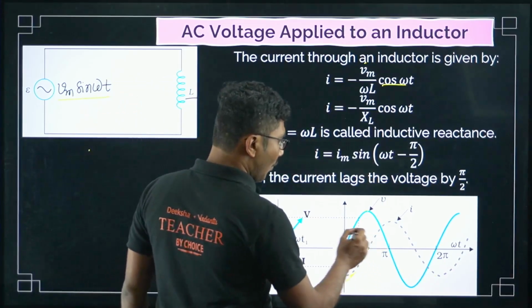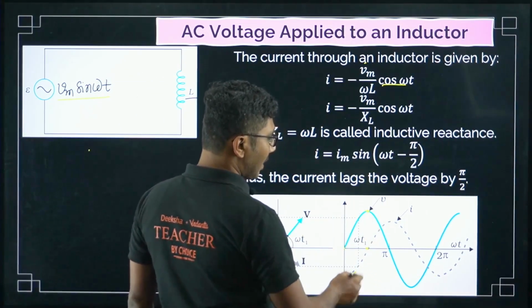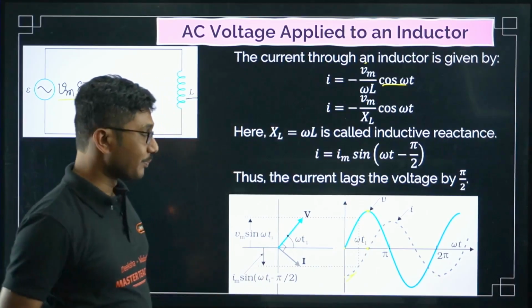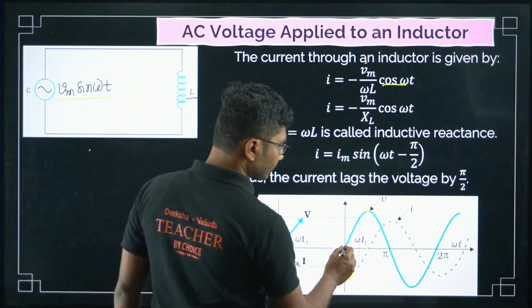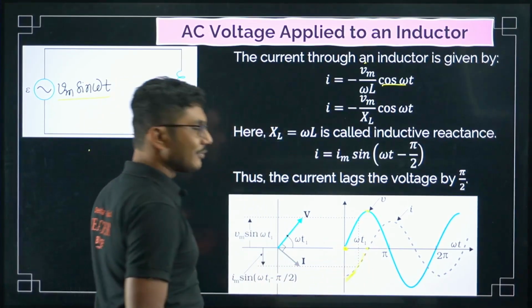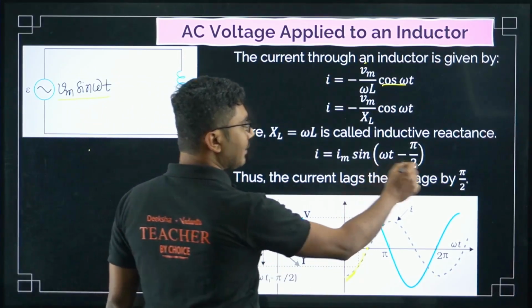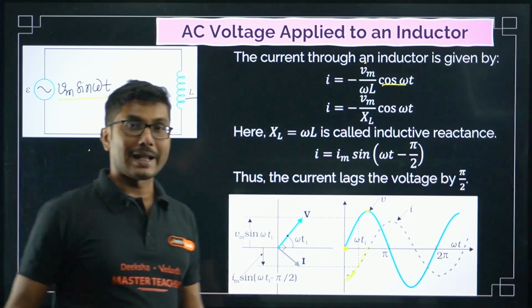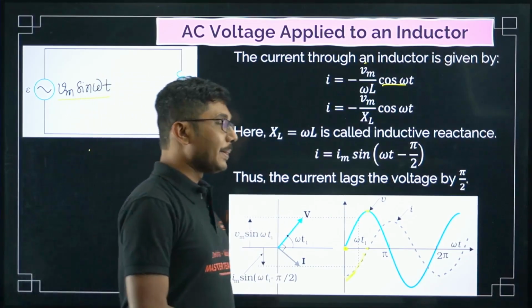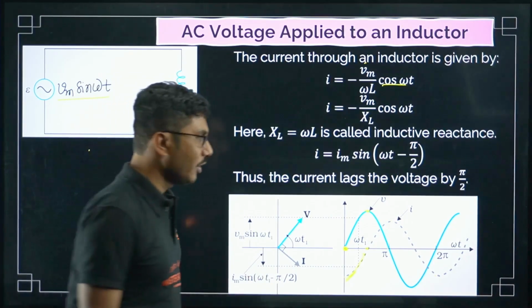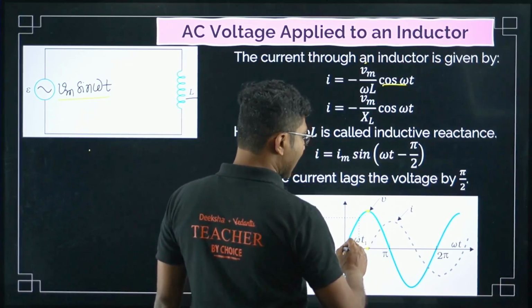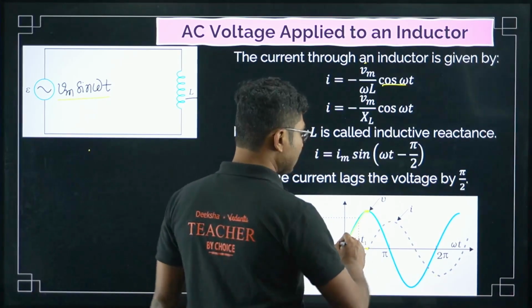If when one is going to the maximum, another one is negative, when one is 0, another one is negative, then we say it is lagging in phase. Be very careful. Pi by 2 is easy to understand, but if the angle is anything other than pi by 2, then sometimes students get confused. So you have to put voltage first. Voltage is important. Voltage is always fixed.